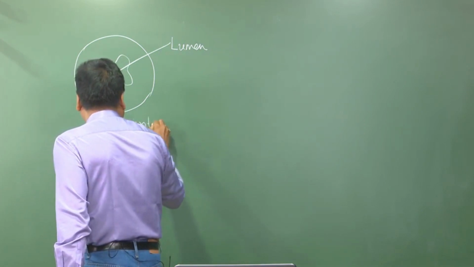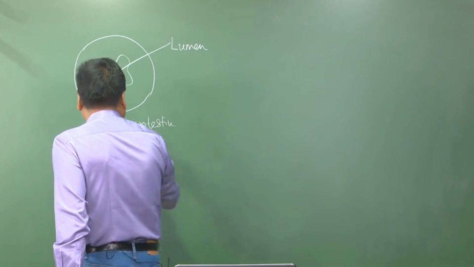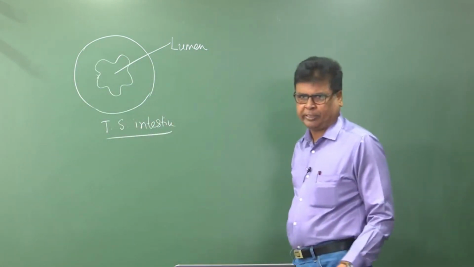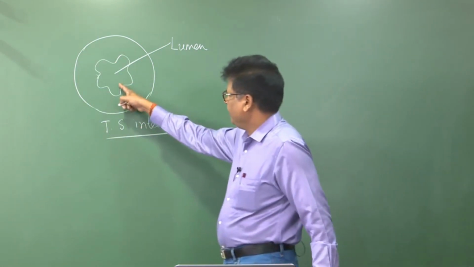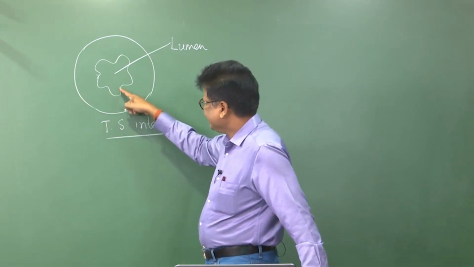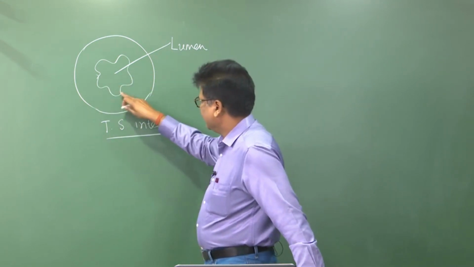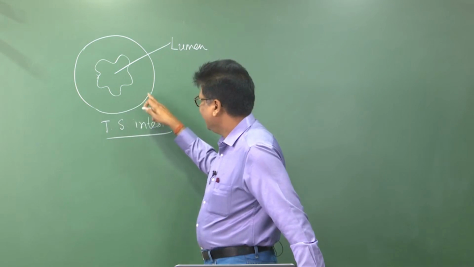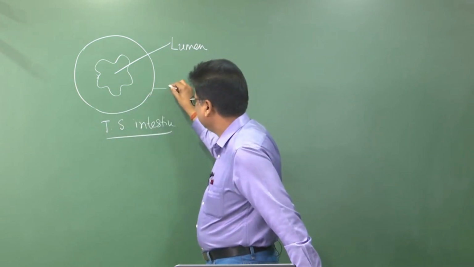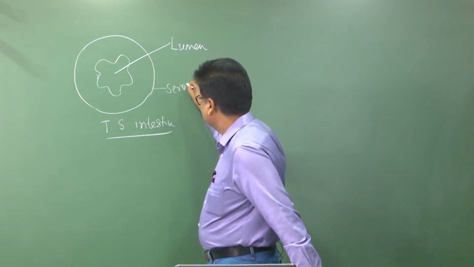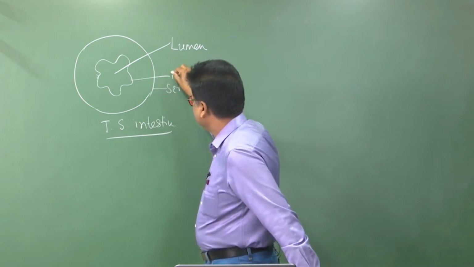I shall show you the picture, first you see. So this is the transverse section of the intestine. So this is the lumen, okay, and this is the mucosa layer. The innermost layer is the mucosa and the outermost layer is the serosa. This is the serosa layer, and this layer is the mucosa.